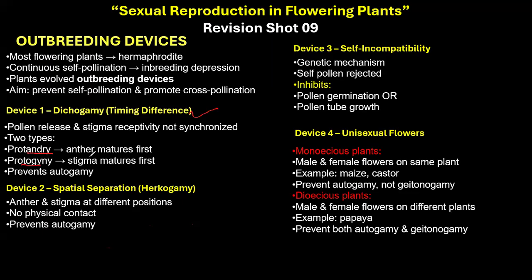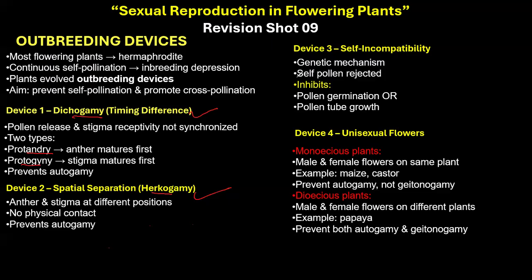Now, number two device is spatial separation. This is also called as herkogamy. This terminology is very important. Herkogamy, then dichogamy. Here, in some flowers, the anther and stigma are placed at different heights or positions. So that's why it's called spatial separation. Because of this spatial separation, pollen cannot reach the stigma of the same flower. It prevents the autogamy.